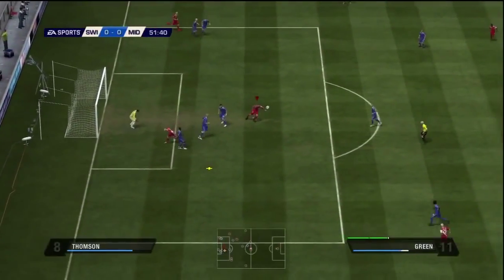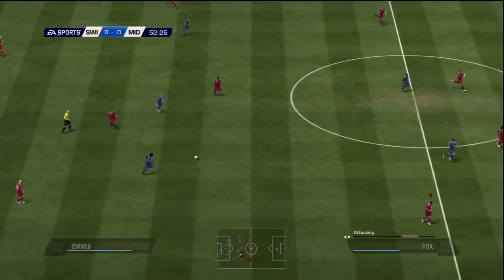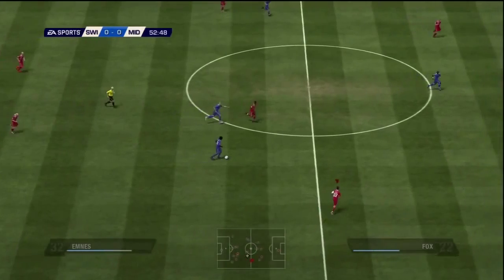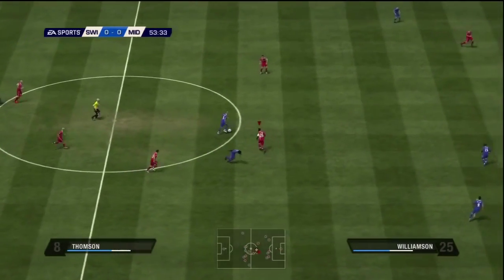It's got to be, but it isn't. That was set up perfectly. I'm going into attacking mode. We'll see how that works out. Sometimes it works. That was a great slide tackle.